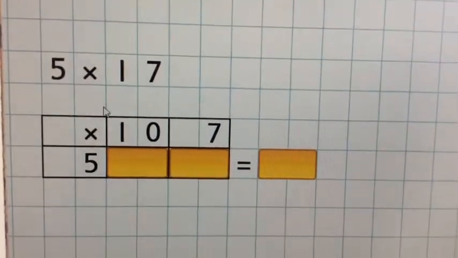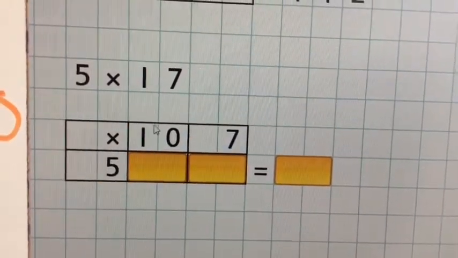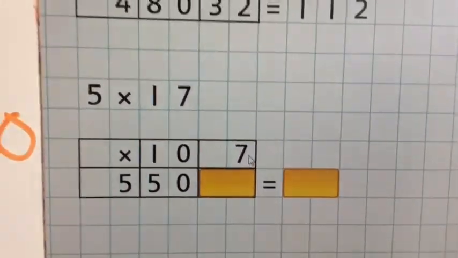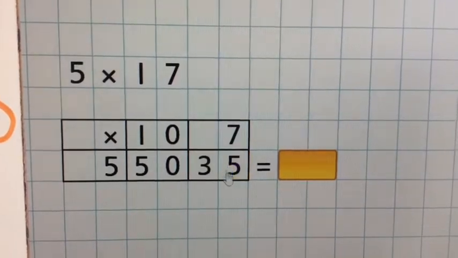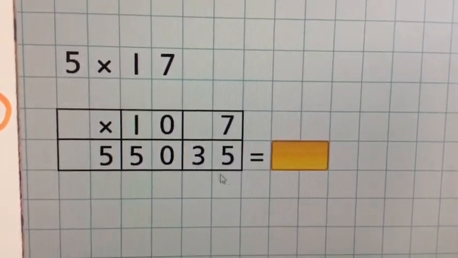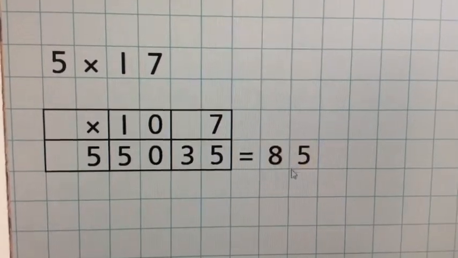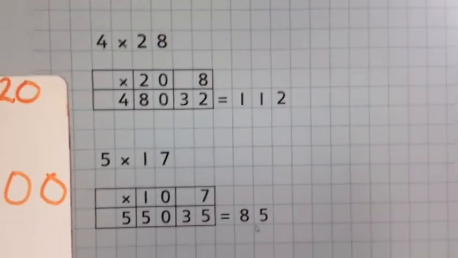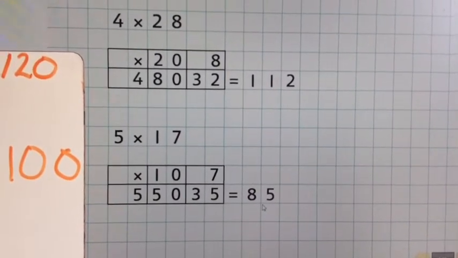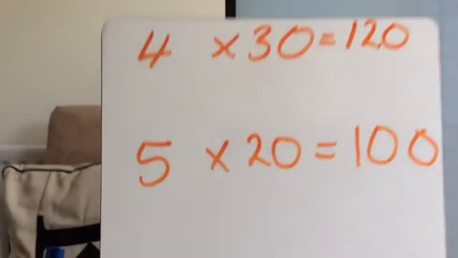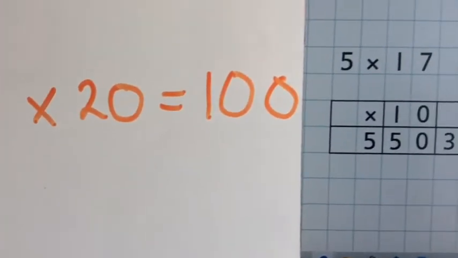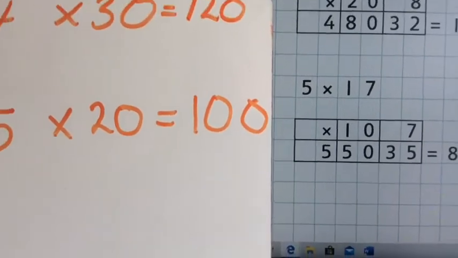How about this one? So we're partitioning 17 into 10 and 7. 5 10s are 50. 5 7s or 7 5s, 35. Add it together. 50 and 30 is 80. Add the 5, 85. So we were right. 4 28s gives you a bigger answer than 5 17s. Again though, our estimate was higher because we rounded 17 up to 20.